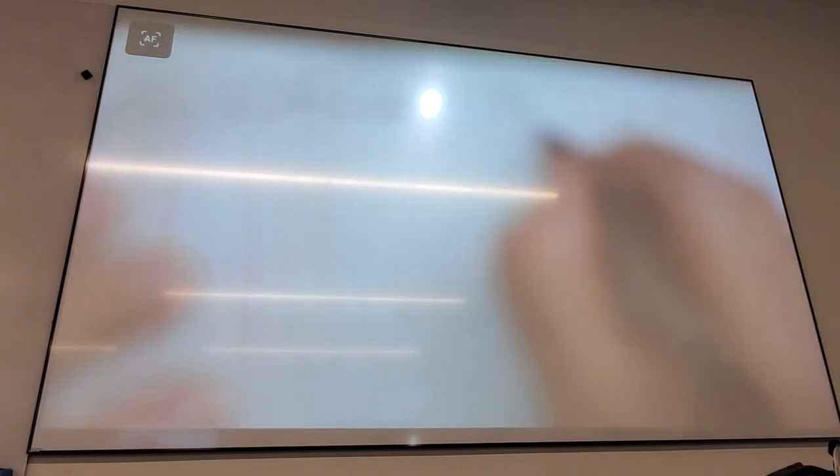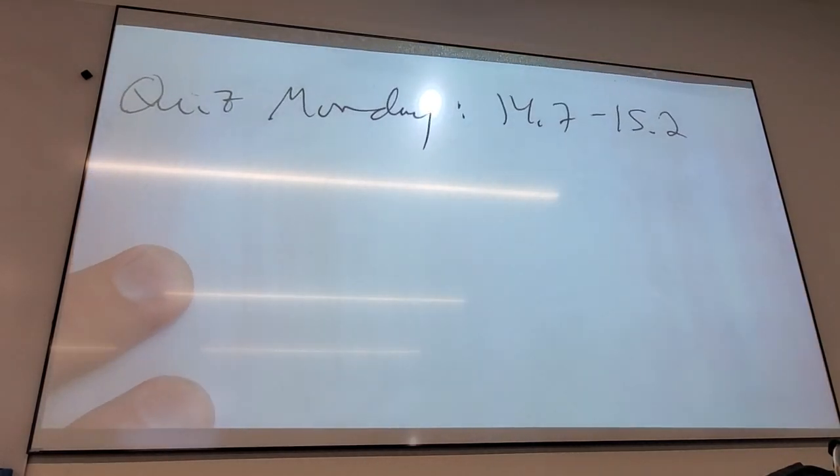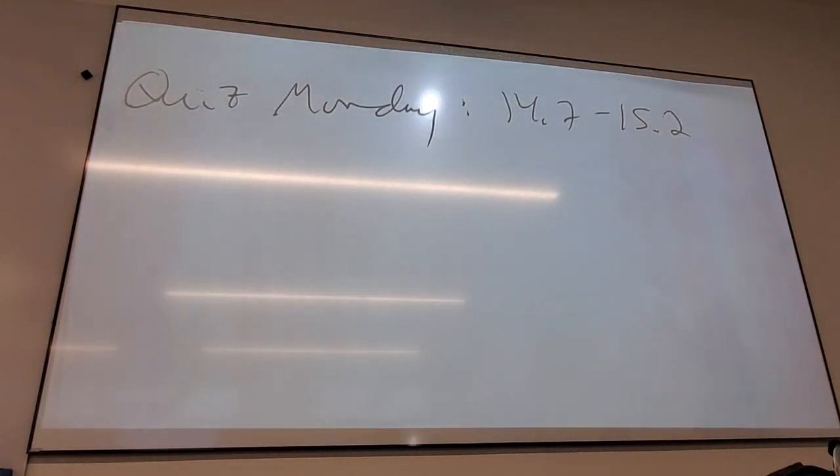Quiz Monday will be 14.7 through 15.2. So it'll be finding the maximum, finding critical points, doing the D thing and all that kind of business. And then 15.1 was the basics of rectangular regions. 15.2 was actually setting up integrals over those regions, general regions in the XY plane. Sort of like what we just did. Okay.